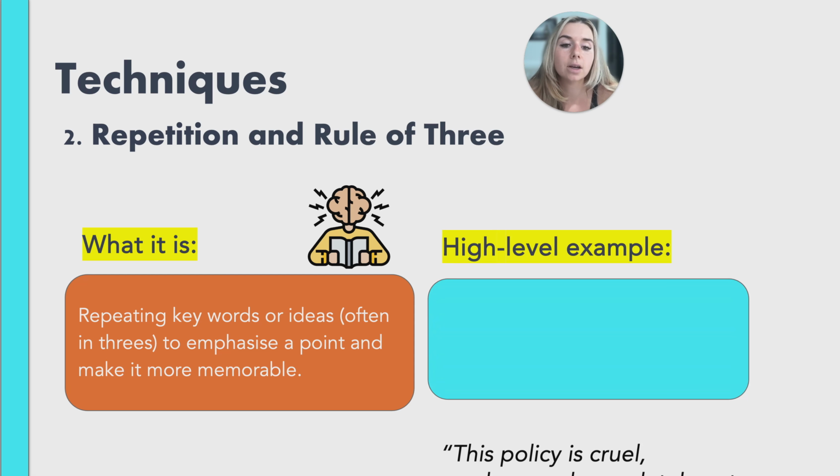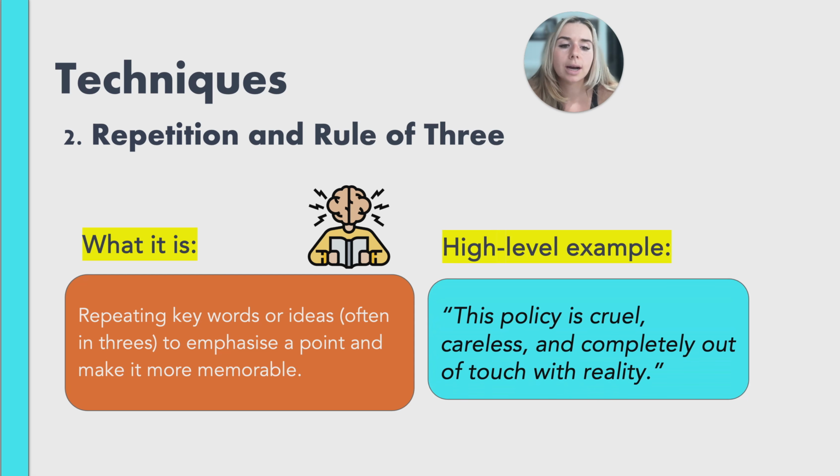So here's a high-level example. The policy is cruel, careless, and completely out of touch with reality. That's a rule of 3. Cruel would be 1, careless is 2, and completely out of touch with reality is 3. You can see it emphasizes my point. I can give 3 different ideas in that.